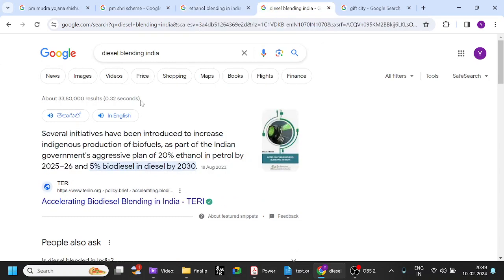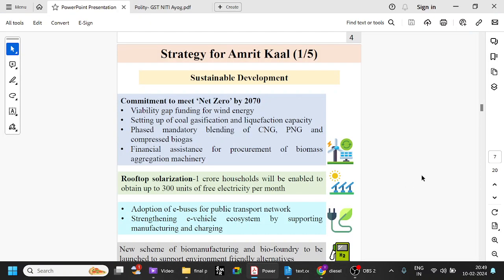Now, if you look at diesel, the target is 5% biodiesel by 2030. So 20% ethanol in petrol by 25 and 30% ethanol in petrol by 2030. And when it comes to diesel, 5% biodiesel in diesel by 2030. So by 2030, you have to blend biodiesel in the diesel by around 5%. That will reduce the dependency on imports, because India has a huge import bill in terms of petrol, diesel, etc.